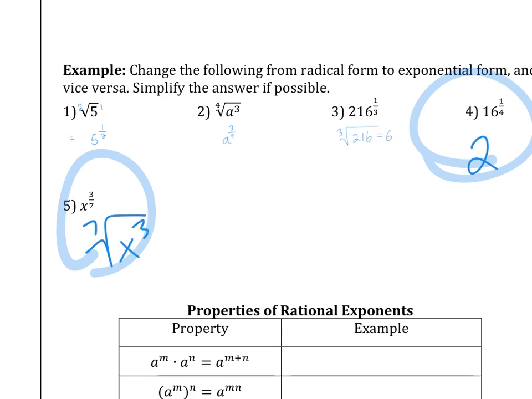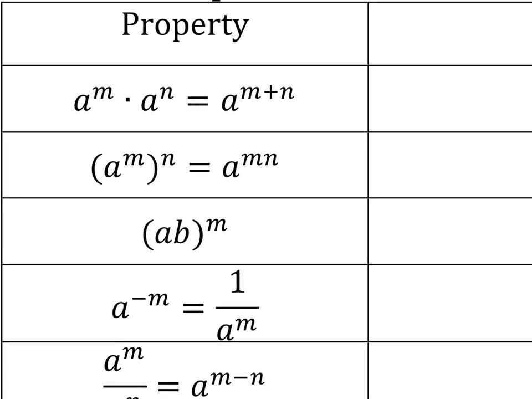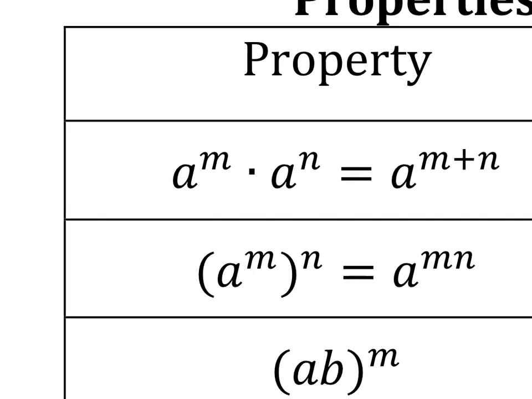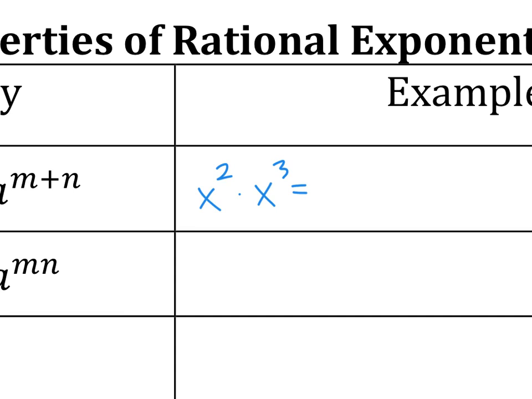Okay, let's talk about some properties of exponents that you have already learned in Algebra 1. When you have two things that are multiplied together, and they have the same base, you add the exponents. For example, x squared times x to the 3rd is what? X to the 5th. All right, easy stuff.